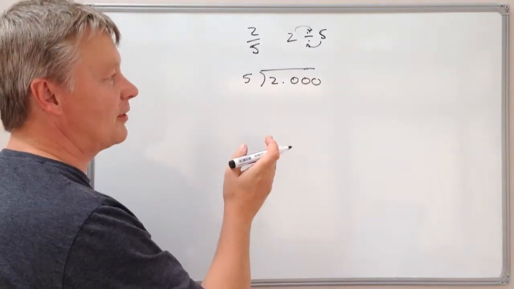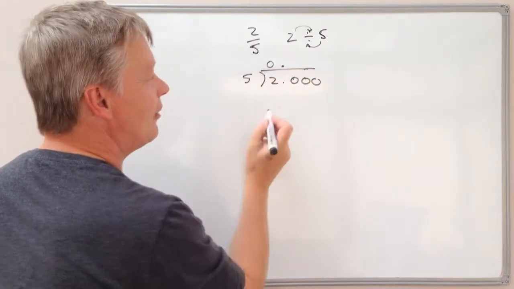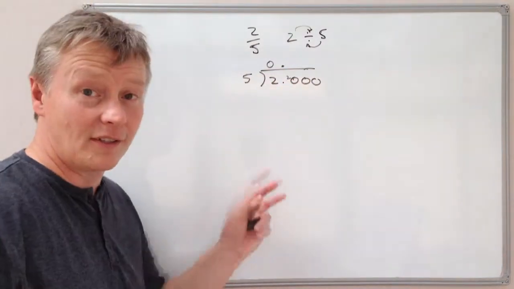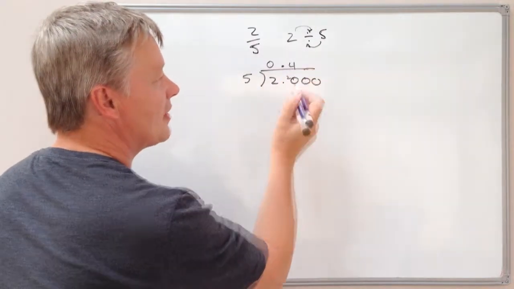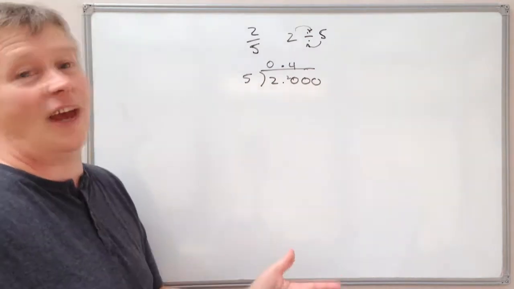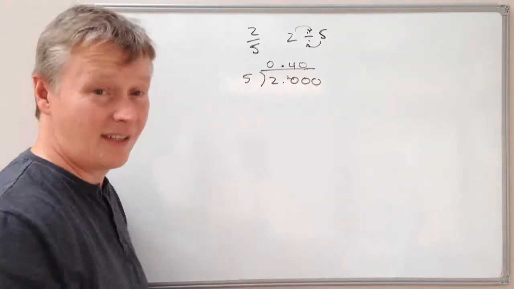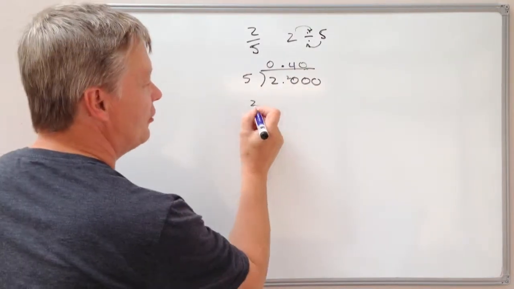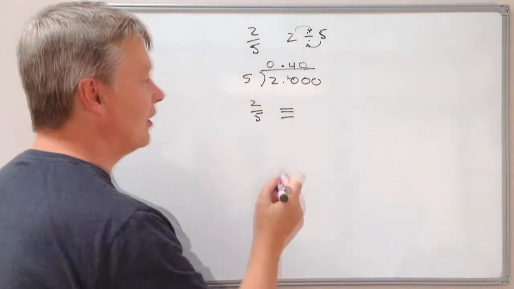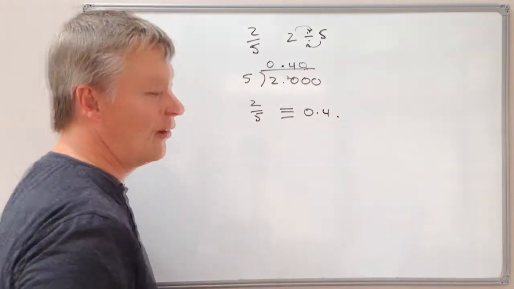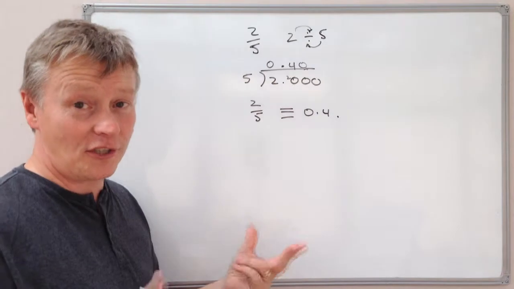So the first question I'm going to ask is, how many lots of 5 are there in 2? Well, there aren't any. So I'm going to take that 2, and pass it on to the next zero in the queue. How many lots of 5 are there in 20? Well, there's actually 4. And then just for the sake of completeness, how many lots of 5 are there in 0? Well, there's 0. So in other words, 2/5, the direct equivalent in terms of a decimal, is going to be 0.4. And you can do that every single time when it comes to converting fractions to decimals.